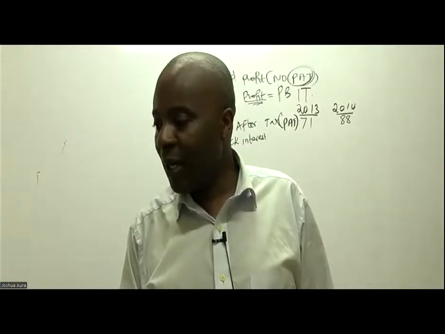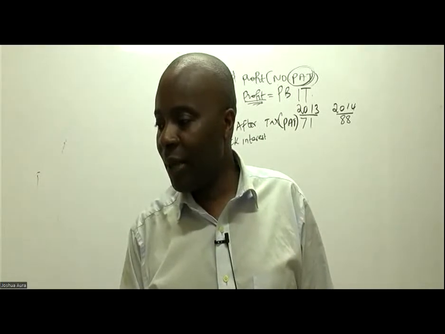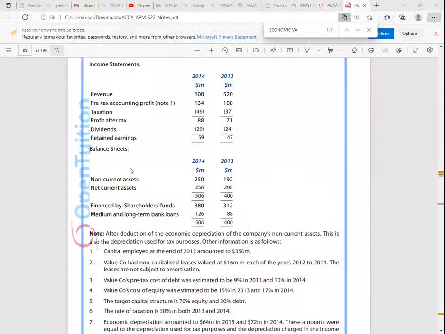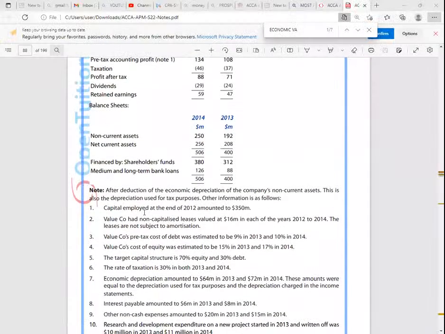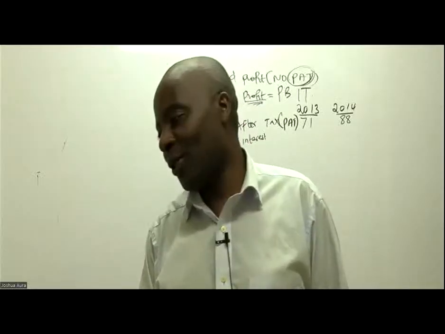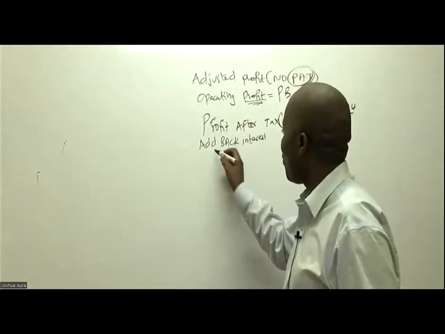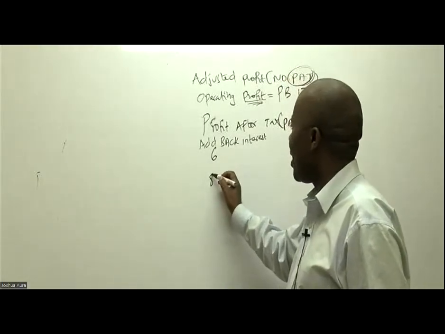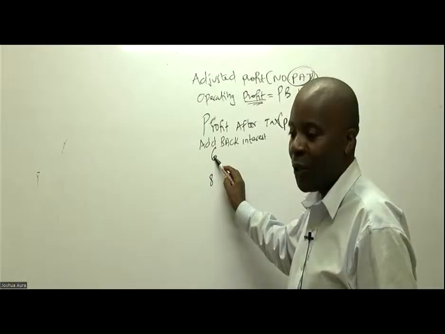The examiner will give you the interest. It's not given here, which means that down here they must give me the interest that was payable in 2013 and the interest payable in 2014. Are you able to see the 6 and the 8 figures? Oh yes, I can see 6 and 8, but now there is one condition here. Remember, this is a full interest.